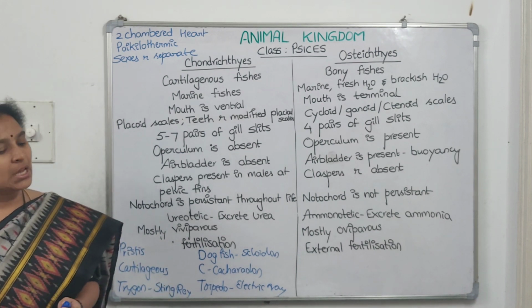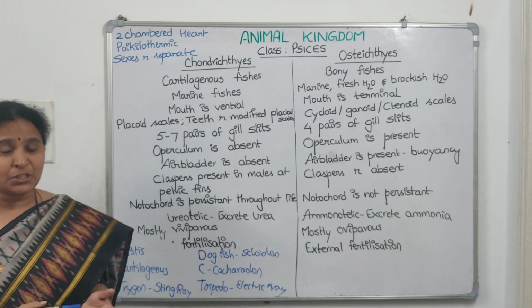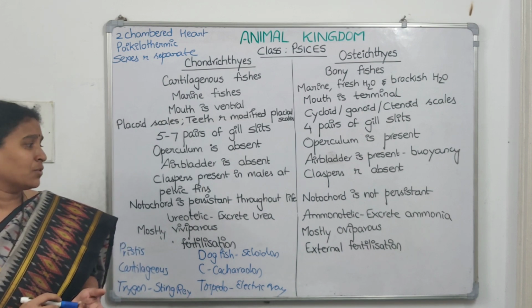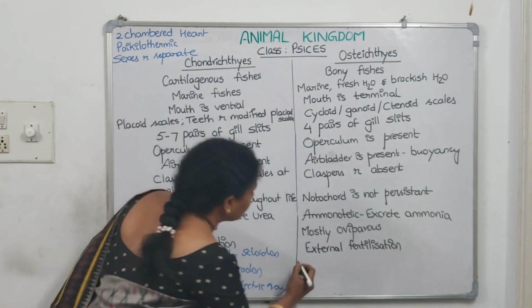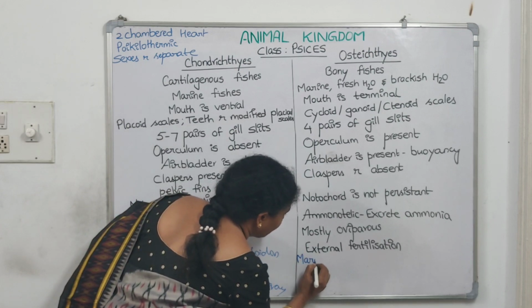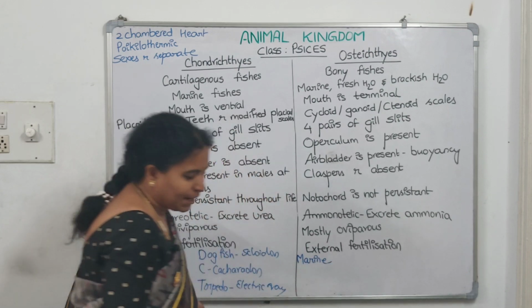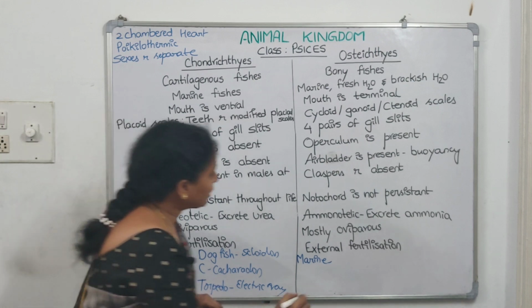Coming to bony fishes. In bony fishes, we have to see marine fishes, freshwater fishes, and aquarium fishes. For these categories, I don't have any code. For marine fishes, the examples are Exocoetus and Hippocampus.